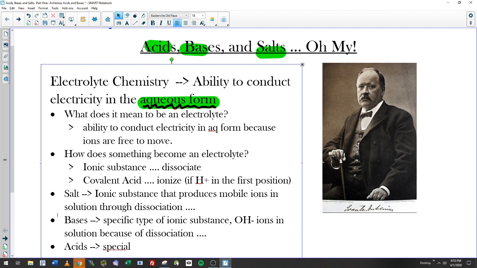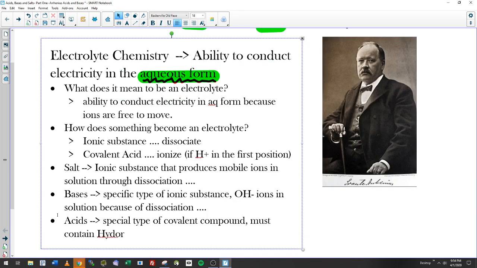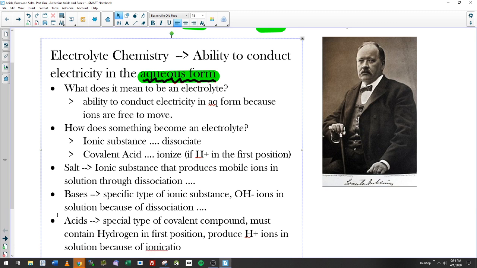The final thing he throws down with here is acids. Acids are a very special type of covalent compound. Because these covalent compounds are sharing and they're not transferring the valence, they should not dissociate. So, a special type of covalent compound, comma. This very specific type of covalent compound must contain hydrogen in the first position, the metal position. And when these ions split, they are going to produce H+ ions in solution because of ionization.